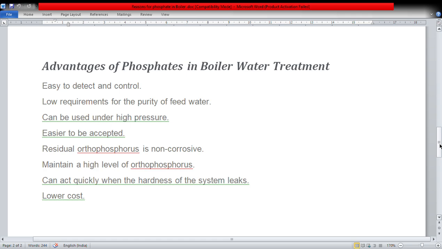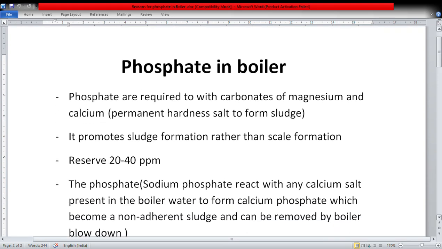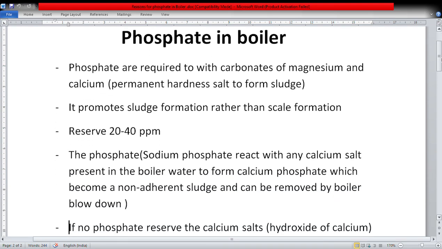Obviously, cost is an important factor for anything that we are discussing. So why are we maintaining phosphate in the boiler? Because it is anti-scaling and anti-corrosive. It forms sludge rather than scale, and since we are always doing blowdown of the boiler water, this can reduce the sludge amount as well. These are the important points that we are supposed to tell the surveyor, then your answer will be accepted. Okay, thank you so much.